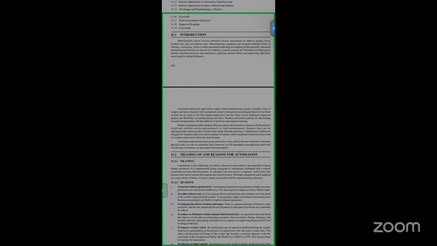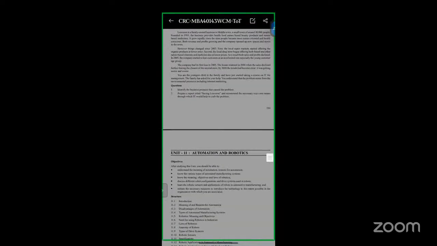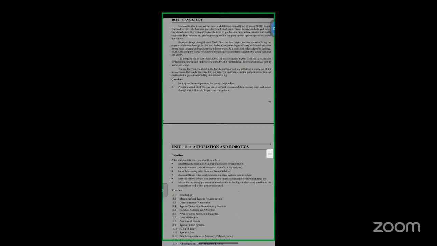Collaborative robots are designed to complete tasks in a similar manner to humans, while traditional industrial robots tend to complete tasks more efficiently than humans. So the rest about automation and robotics we will discuss in the next class.